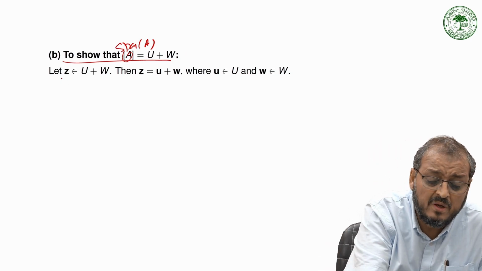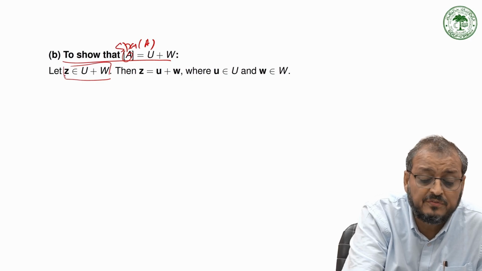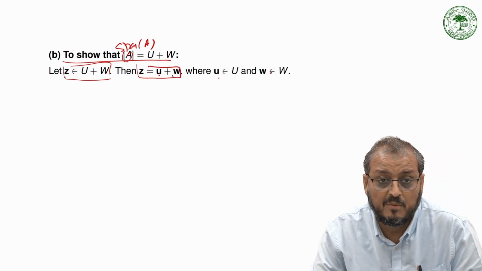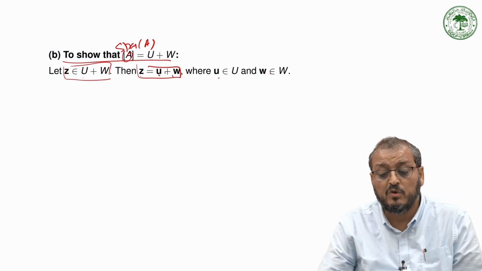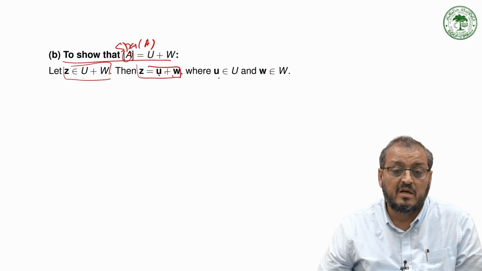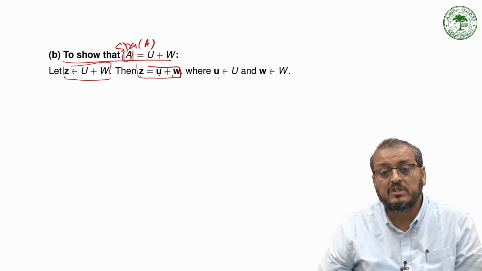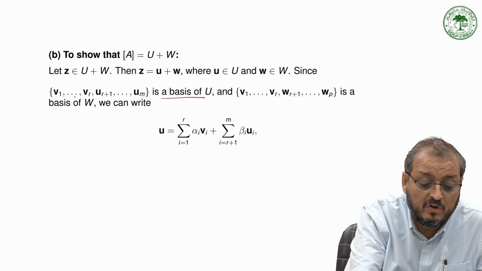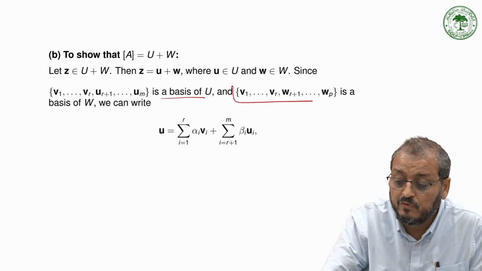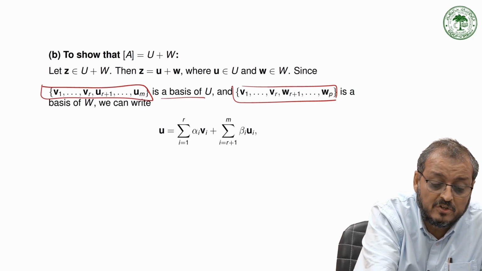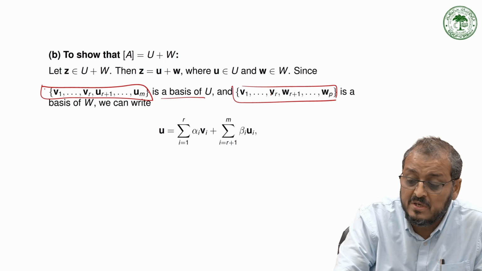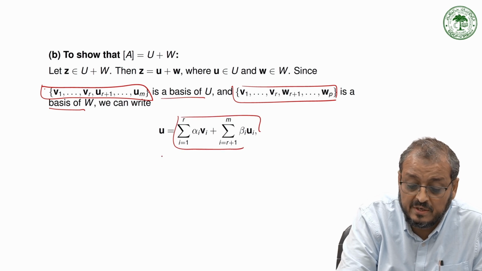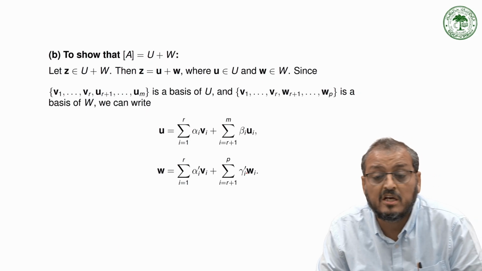So let us assume any arbitrary vector z belongs to U plus W. If z is an element of U plus W, that means z can be written as u plus w, where u is an element of U and w is an element of W. So we have V1, V2, up to Vr and Ur+1 up to Um is the basis for U, and V1, V2, up to Vr and Wr+1 to Wp is the basis for W. So we can write u as a linear combination of the first vectors, and w can be written as a linear combination of the second set of vectors.